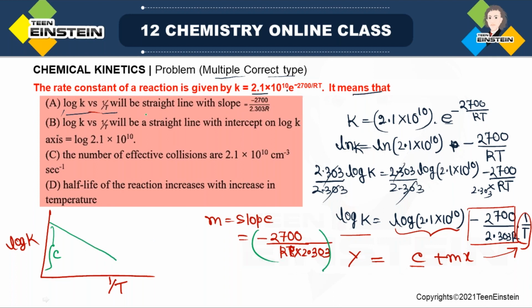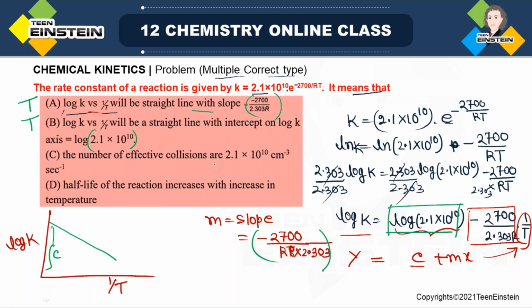First statement: log k versus 1 by T will be a straight line with slope minus 2700 by 2.303 R, which is absolutely correct. So this is true. Next, log k versus 1 by T will be a straight line with intercept on the log k axis, and the intercept is log(2.1 × 10^10). This is also correct because this is the value of the intercept. So B is also correct.